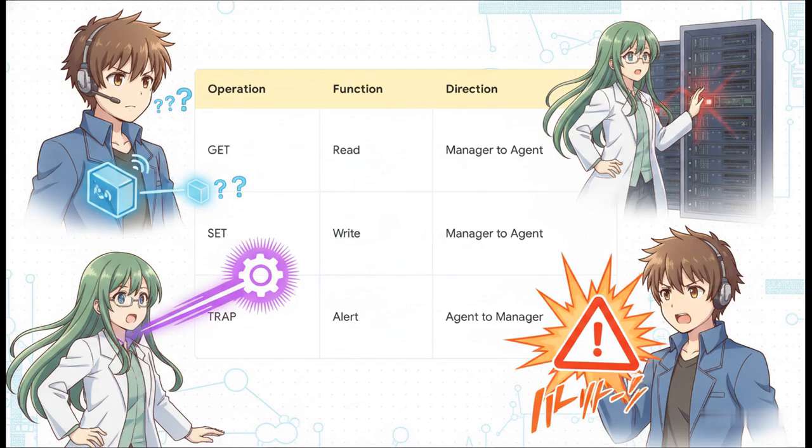Now this one is incredibly powerful. It allows the manager to remotely change a configuration, like totally disabling a compromised switch port. And finally, we have the TRAP. This is an unsolicited alert sent straight from the agent to the manager. The agent doesn't sit around waiting to be asked. It just shouts, hey, we have a problem.